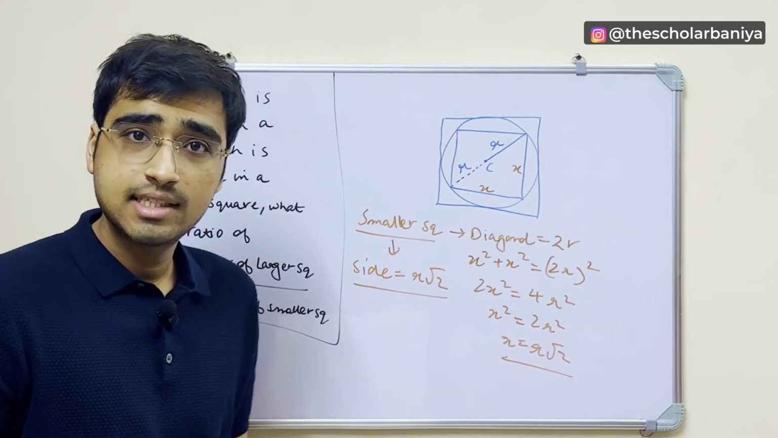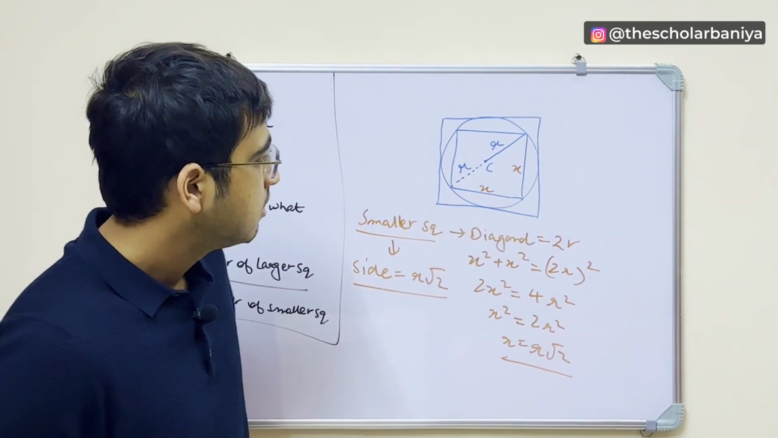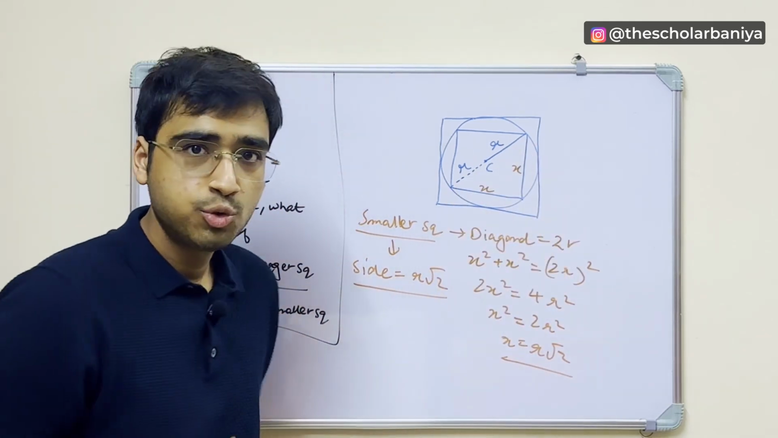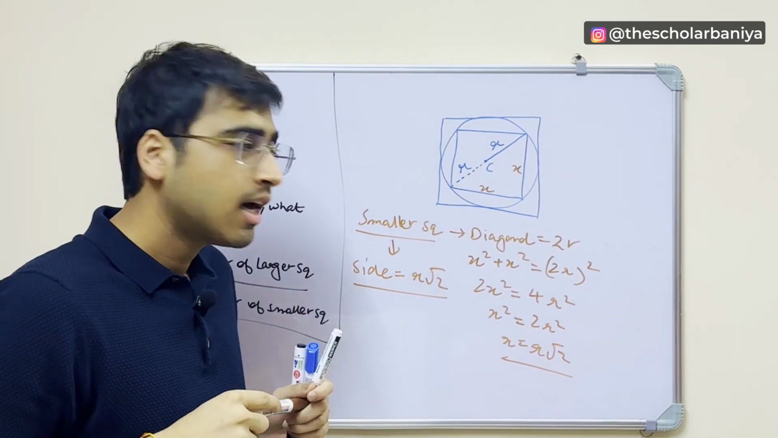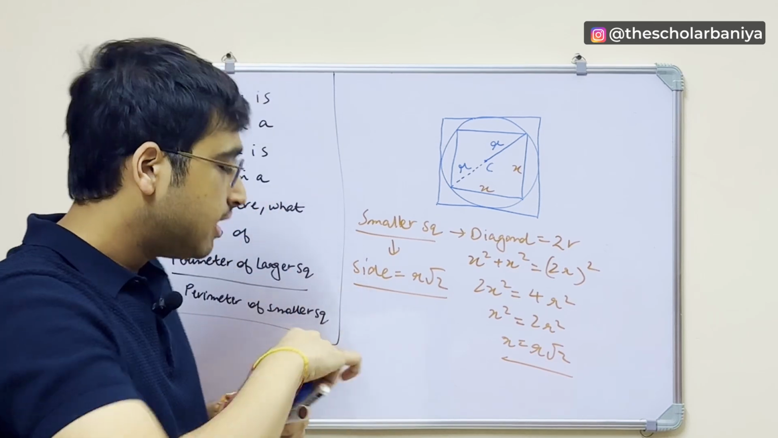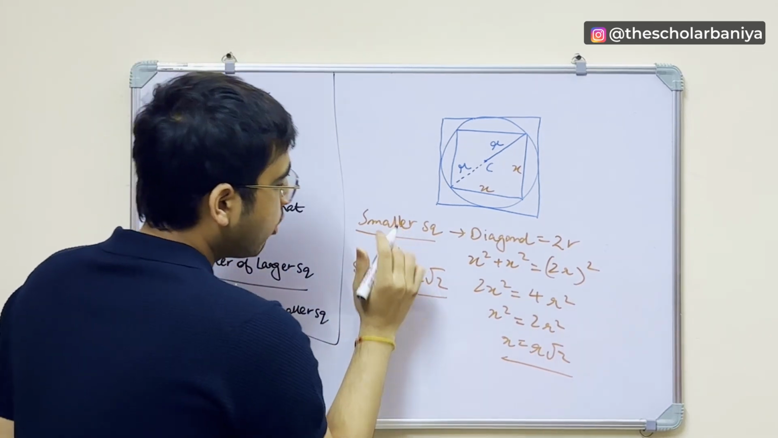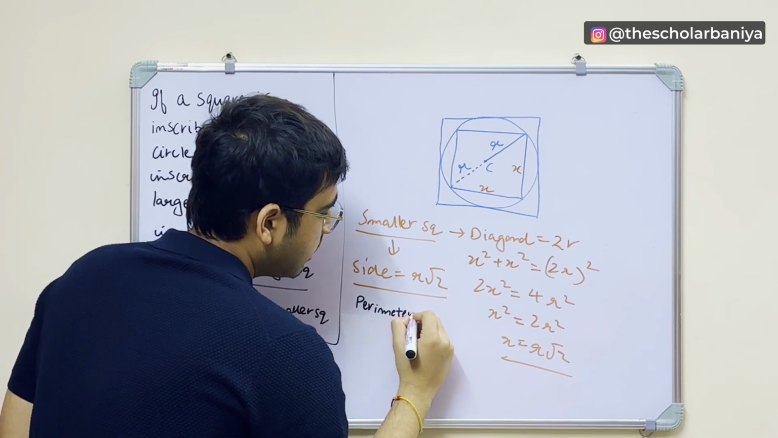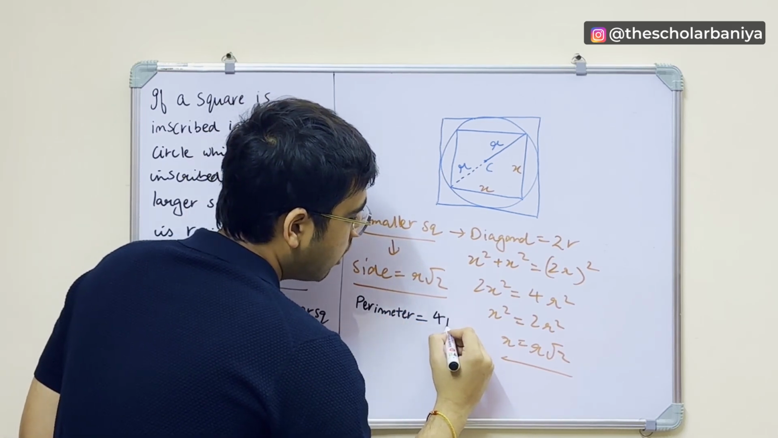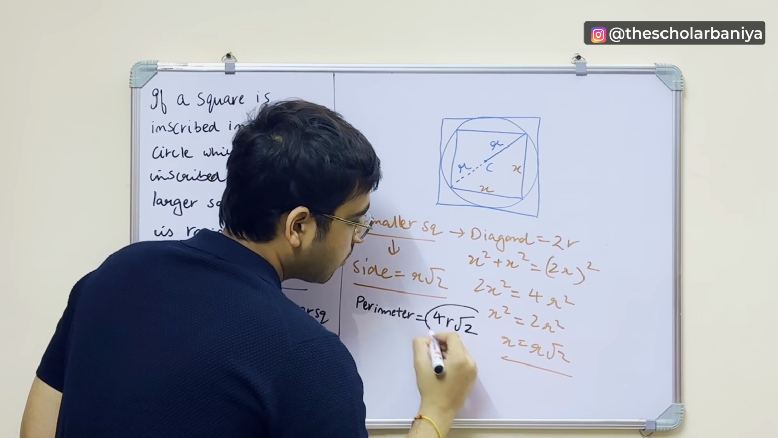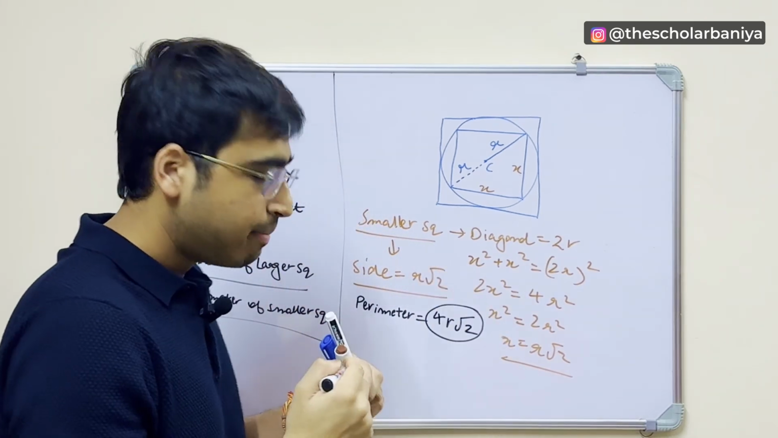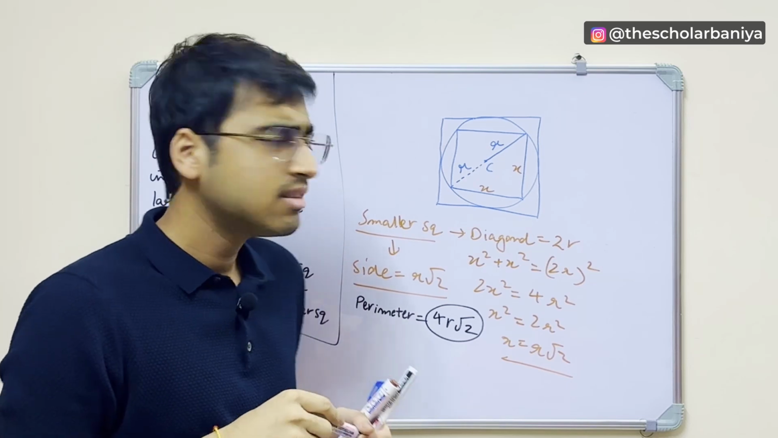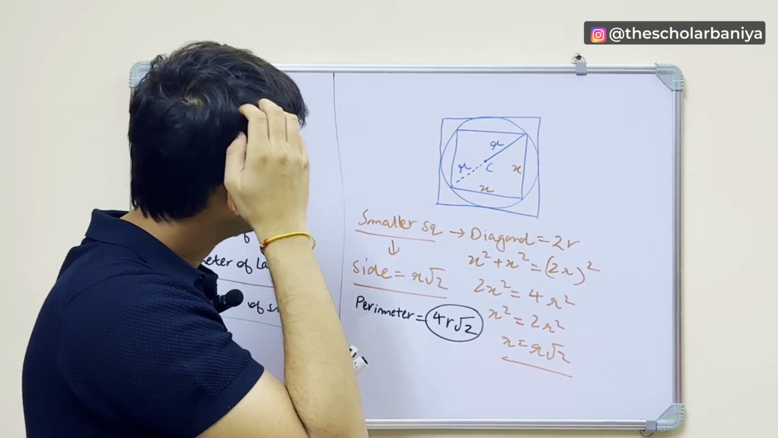I hope this makes sense. So the side of the smaller square comes out to be r root 2. If the side is r root 2, how much will the perimeter be? In that case, the perimeter of the smaller square becomes 4 times side, which is 4r root 2. So this becomes the perimeter of the smaller square. I hope this makes complete sense. It's pretty simple. Okay.